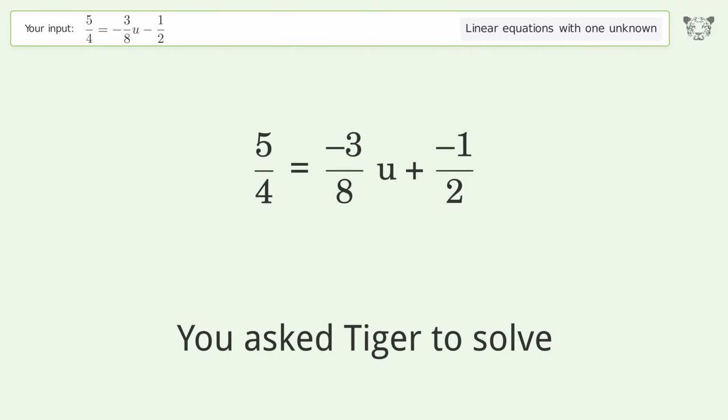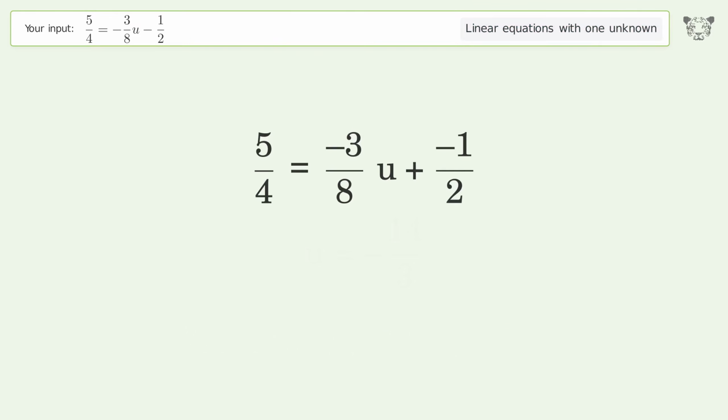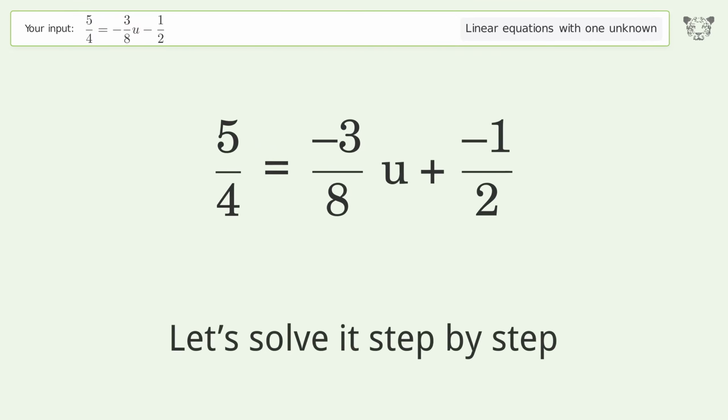You ask Tiger to solve. This deals with linear equations with one unknown. The final result is u equals -14/3. Let's solve it step by step.